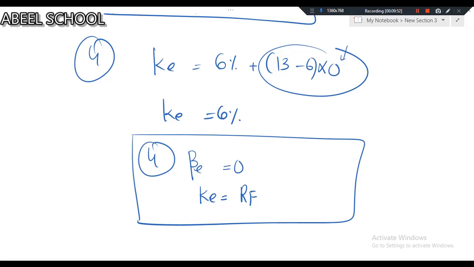Let's say your company has invested in government bonds. So obviously you will demand the return exactly equal to RF because you are not facing any risk.